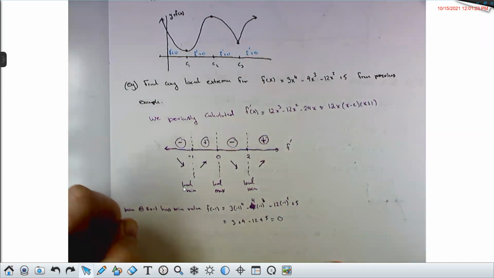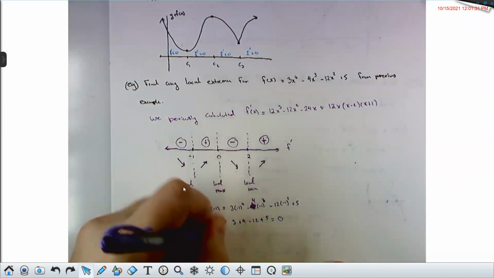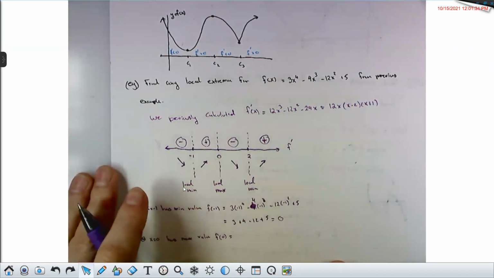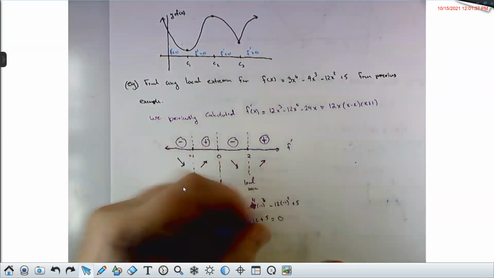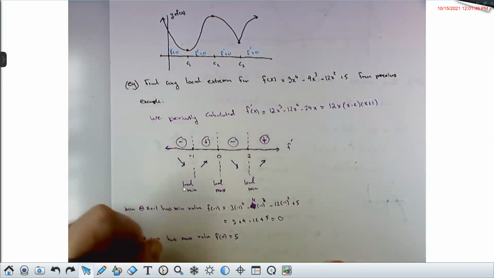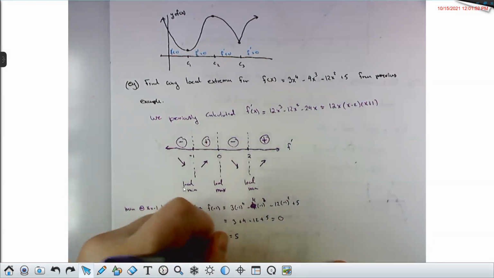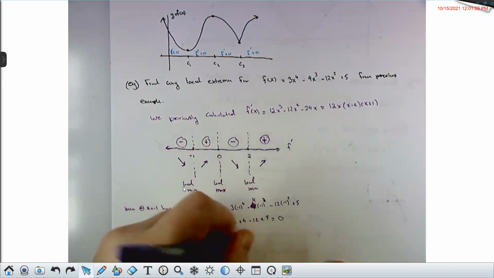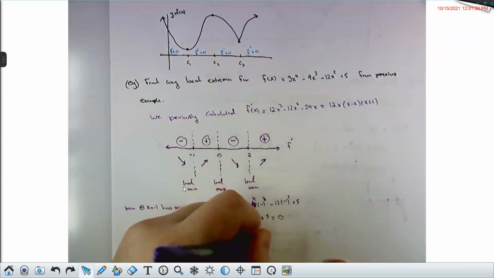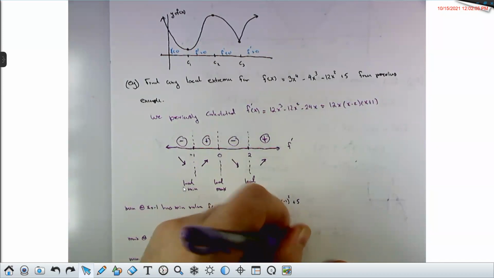The max at x equals 0 has max value f of 0, the y value on the graph there. And f of 0, that's easy. That's just 5. No computation necessary. Finally, the min at x equals 2 has min value f of 2, which is 3 times 2 to the 4 minus 4 times 2 cubed minus 12 times 2 squared plus 5.